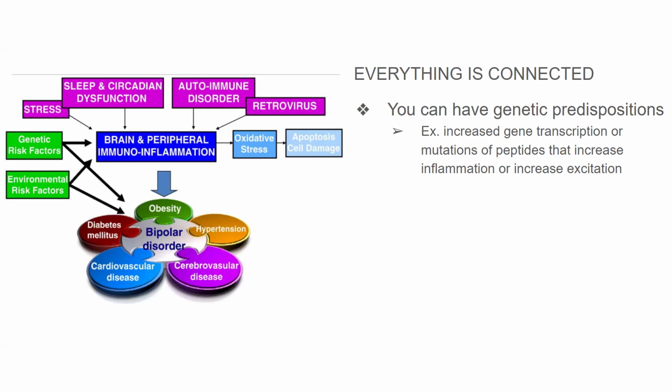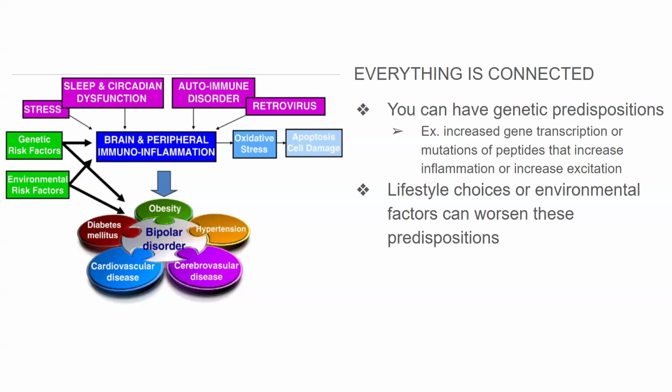And so certain gene factors can predispose you, but it doesn't mean you're going to get a mood disorder just because you have these genetic risk factors. It doesn't mean, oh, I have this genetic risk factor, I'm automatically getting depression. It doesn't necessarily work like that. The body's insanely complicated and your lifestyle matters a lot. So lifestyle choices or environmental factors can worsen these predispositions.